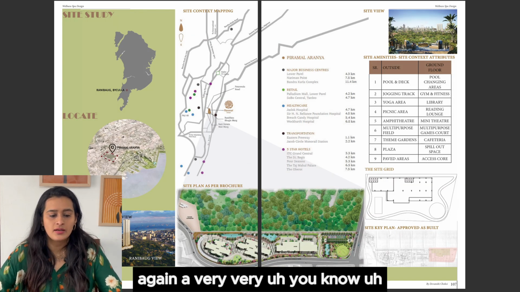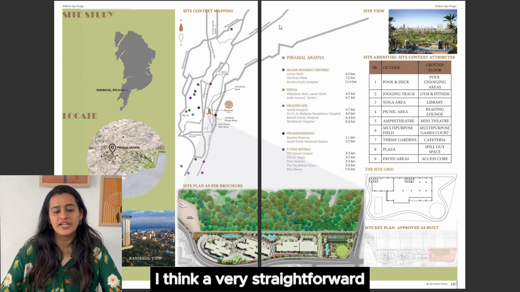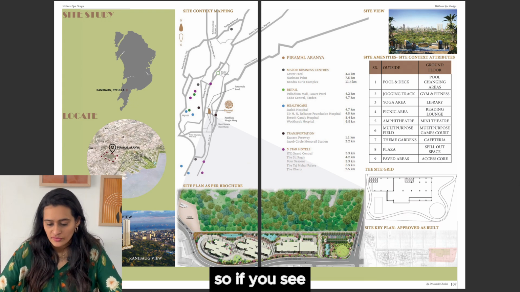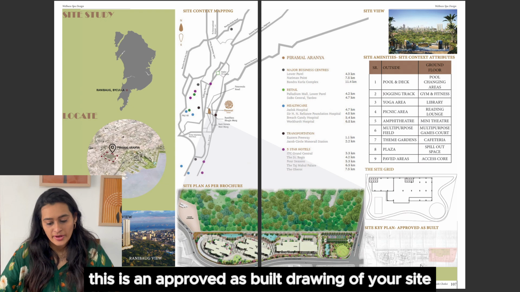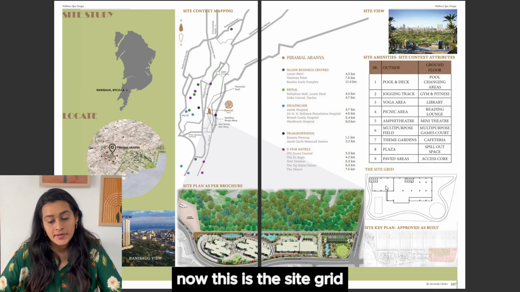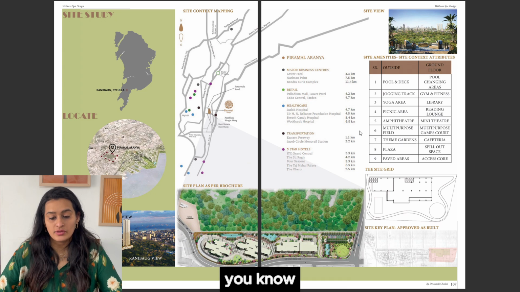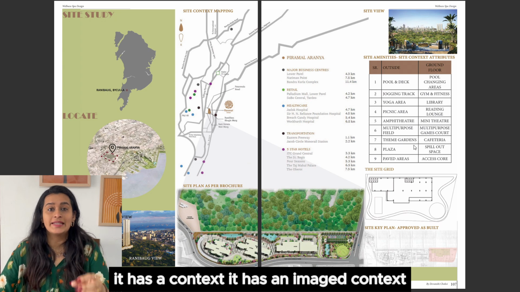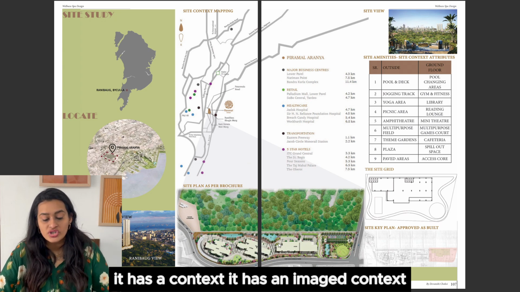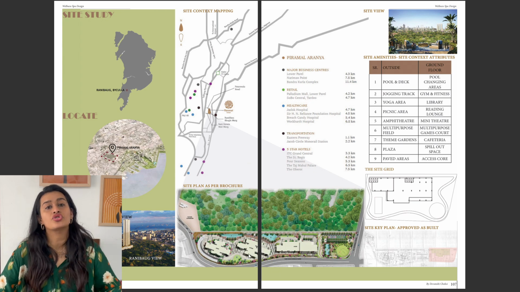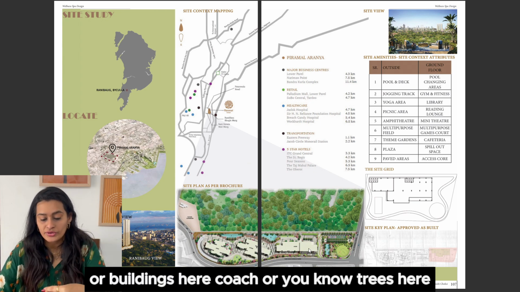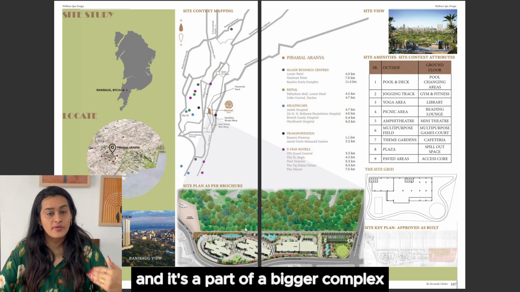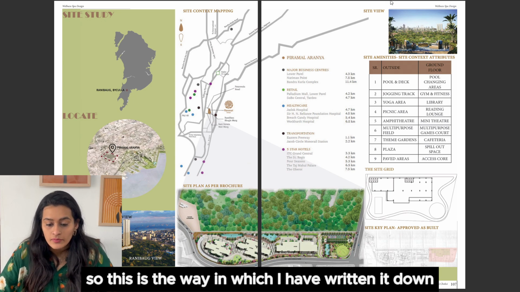Again, a very straightforward site analysis, in one slide you can see almost everything. So if you see, this is an approved as-built drawing of your site. Now this is the site grid. Now these are my other site amenities which are a part of my site. So my site is not a standalone site, it has an immediate context. There are some other buildings on the sides, some trees, some other amenities. It's a part of a bigger society and a part of a bigger complex. So this is the way in which I have written it down.